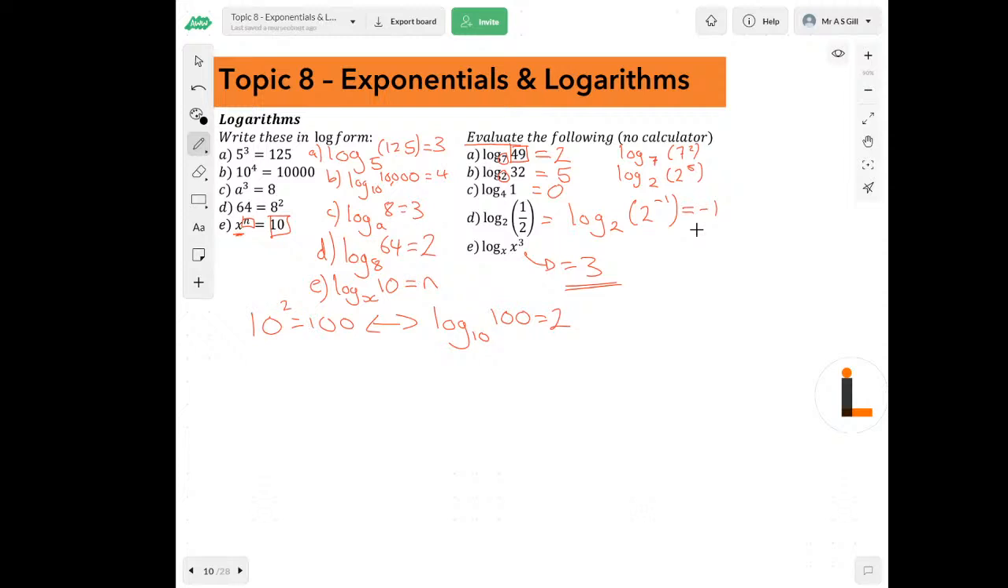Okay, so I'll give you a second just to get this copied out, and then we're going to go on to some other bits. But it is really important to understand this relationship between a to the x equals b, and how that relates to the log format of log base a of b equals x, and to be able to switch back and forth between those two things as well.